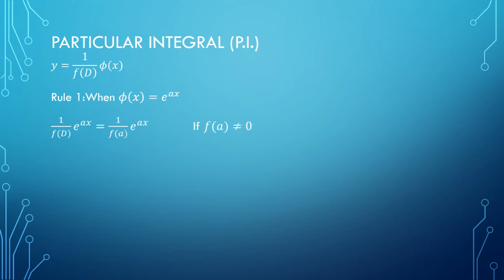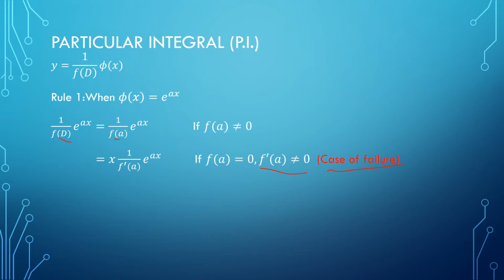I'll directly state the rule here. If my f of a is not 0, then I can directly replace D by a, and just write my polynomial along with my exponential function. Suppose it happens that f of a is 0, which means I'm getting a case of failure. Then I'll check with f dash a. If f dash a is non-zero, then I can work with 1 upon f dash a.